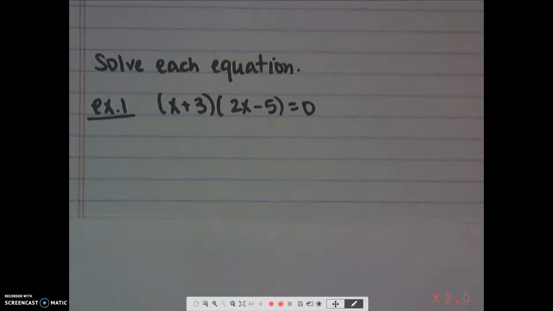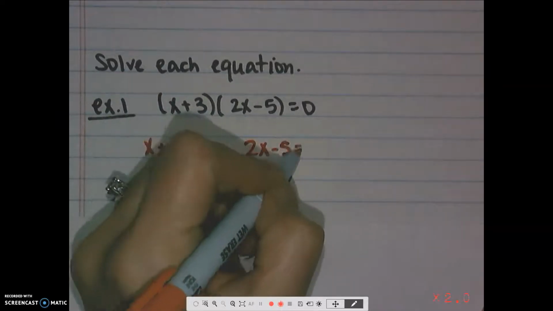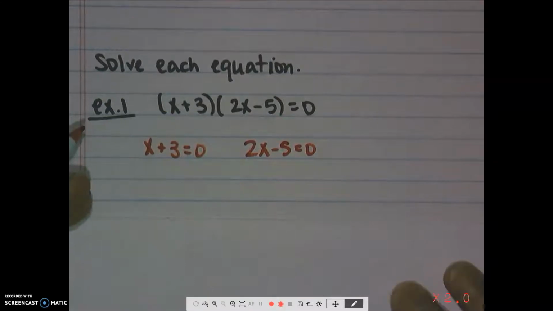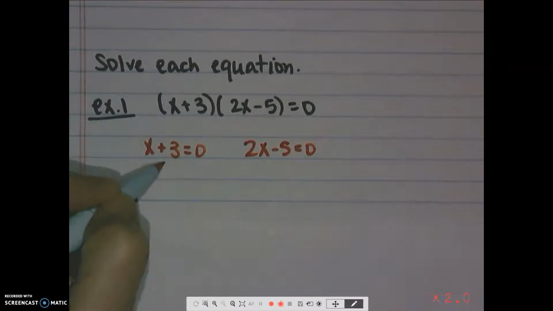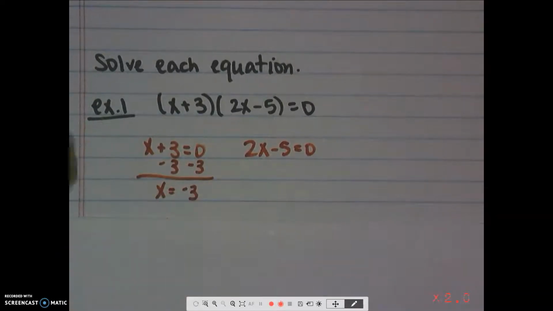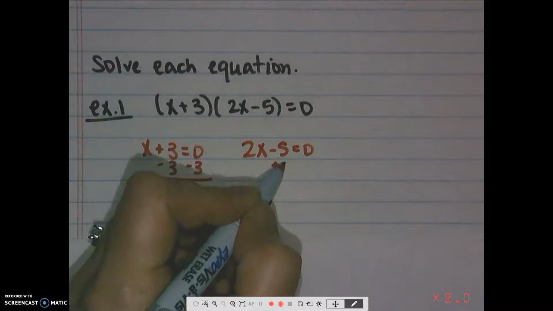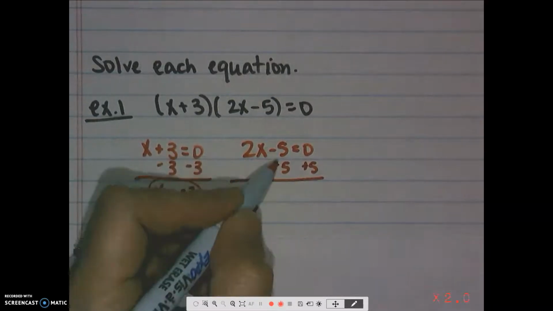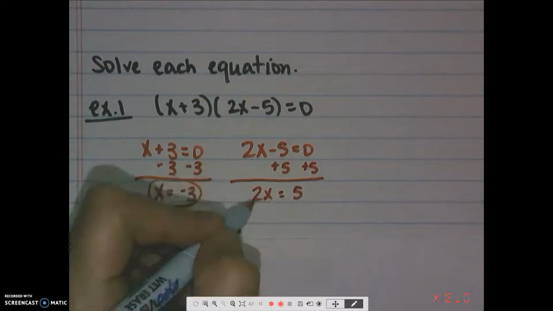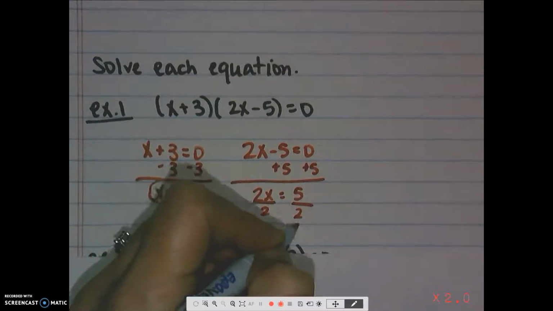If we know that the quantity x plus 3 times the quantity 2x minus 5 is equal to 0, that means that either x plus 3 has to equal 0 or 2x minus 5 equals 0. So then what we're going to do is just solve each of these to figure out what x equals. So here we would subtract 3 on both sides, and x would equal -3. So that's one answer to this. The other situation we're in, we have to add 5. So then we would have 2x equals 5, divided by 2, and x would equal 5/2.